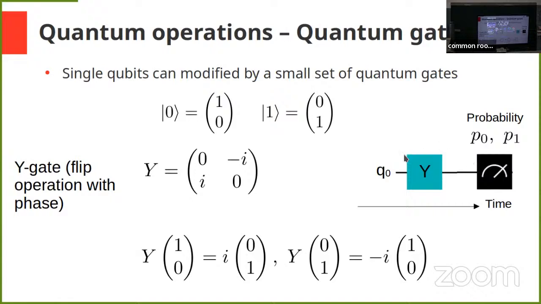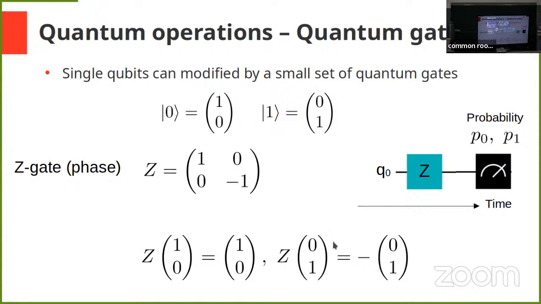Then we have the Y gate. Very briefly, it's doing essentially the same thing, flipping the state, but with additional phase factors. Here we get the opposite, the second state, but with a complex element in front. For the second basis state, we get minus i in front, but basically it does the same thing. The Z gate has a diagonal representation and it just applies a minus phase factor to the second basis state. So these are all very simple operations that we have available.